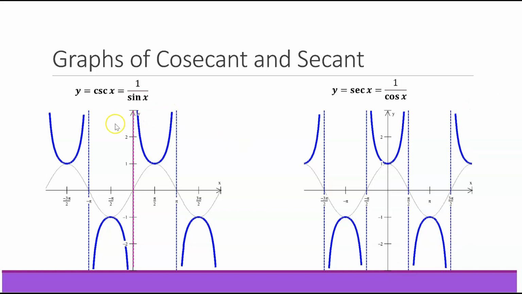One last note, cosecant and secant are also periodic functions, so one complete period of, let's say, the secant function is one complete right side up U shape and one complete upside down U shape. So these two pieces together are one complete period.